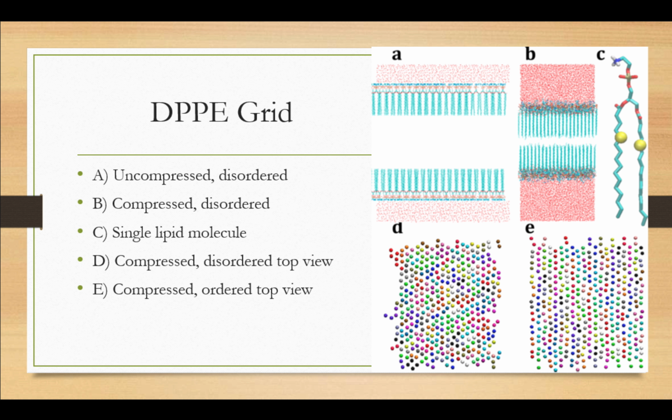Both images D and E are colored so that the tail groups of the same molecule have the same coloring. So molecules that have two tails will have two dots of the same color beside each other.